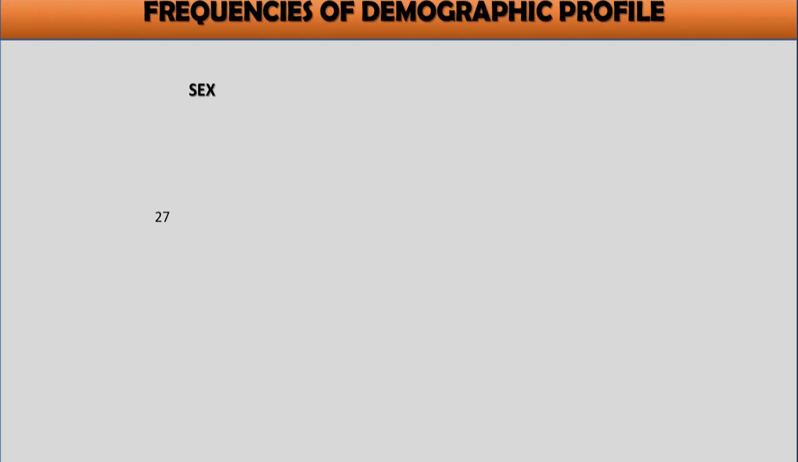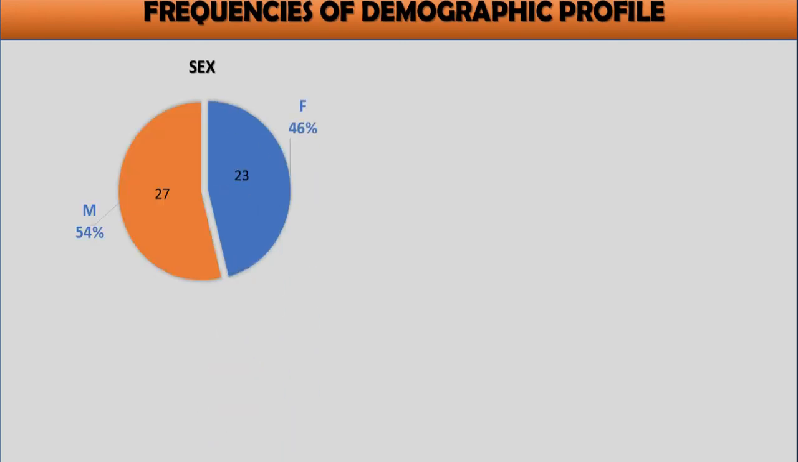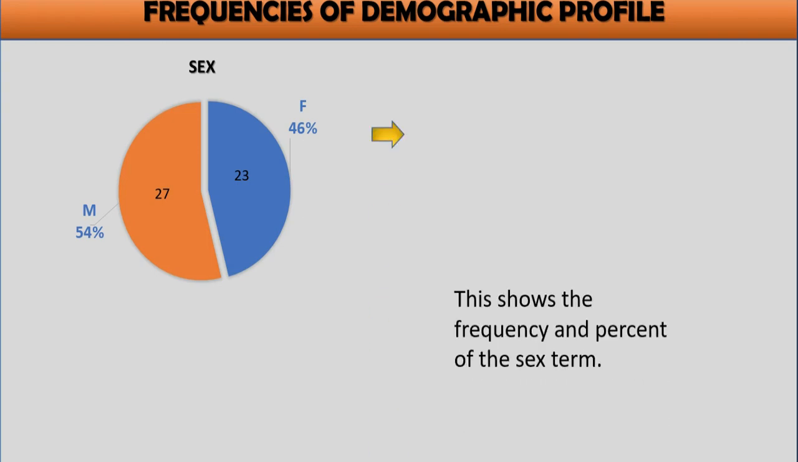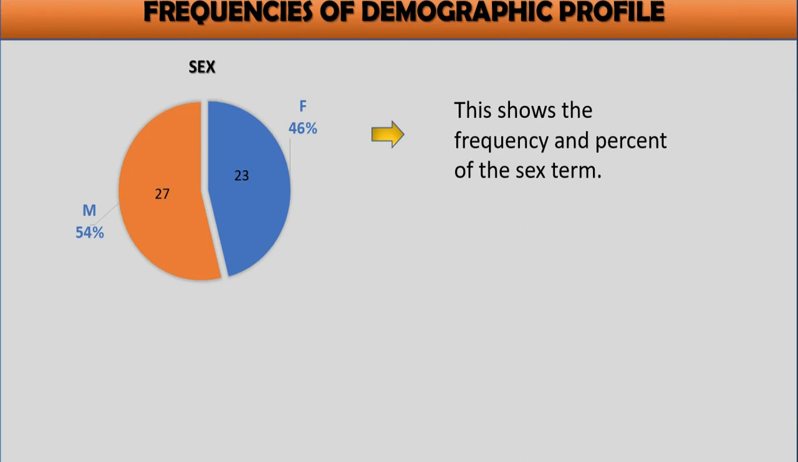Next is the demographic profile in terms of sex. Here we can see a pie chart. It shows the distribution of respondents by sex. It can be reflected that most of the respondents are male, with 27 or 54%, while the female respondents have a total of 23 or 46%. This shows the frequency and percent of the sex term.